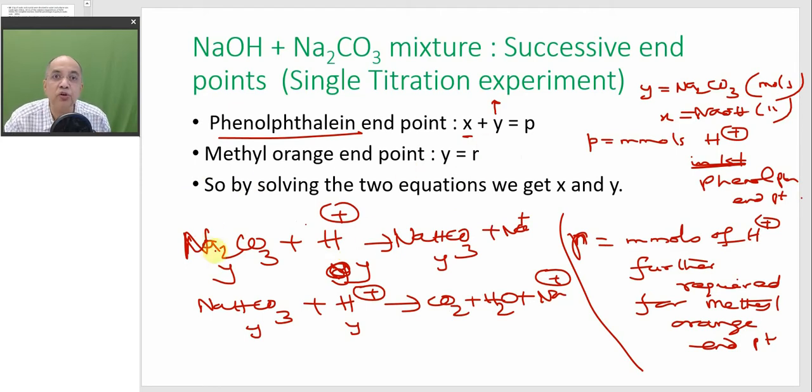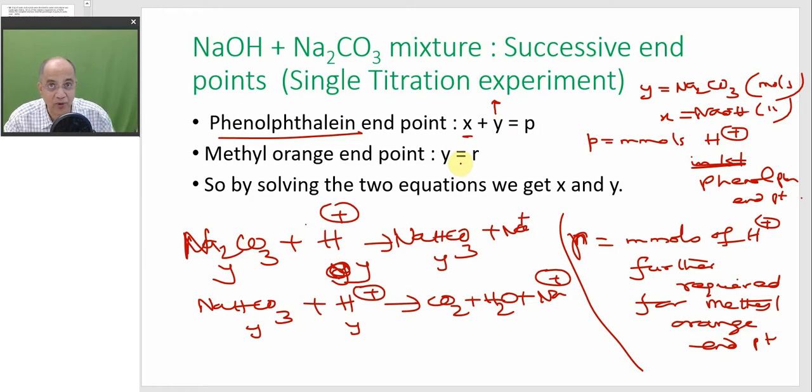supposing you have only sodium carbonate. Here there is a mixture of sodium hydroxide and sodium carbonate. Therefore, X goes to sodium hydroxide, Y goes to this. So if this is Y, then the H plus ion consumed will also be Y. And the total titer value that you got, from that you got the number of moles, is P. So this is P, and this is a successive reaction.